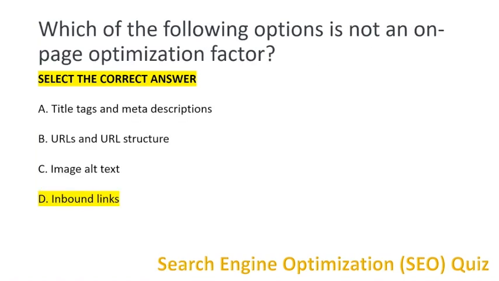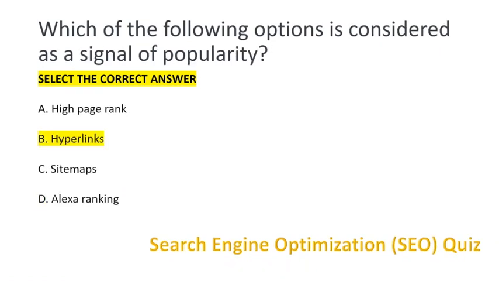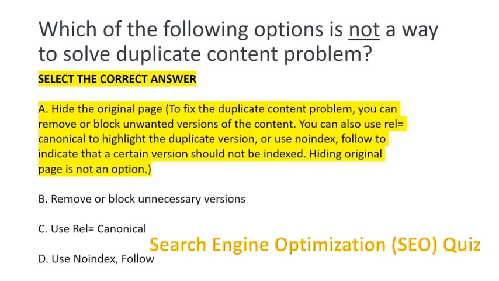Which of the following options is not an on-page optimization factor? D. Inbound links. Which of the following options is considered as a signal of popularity? B. Hyperlinks. Which of the following options is not a way to solve the duplicate content problem? A. Hide the original page.